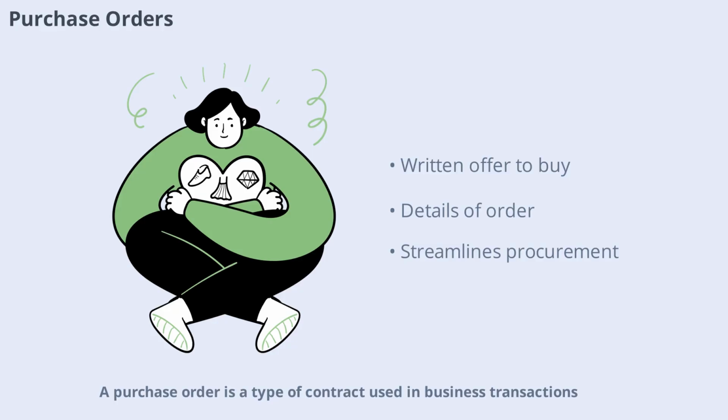A purchase order is a type of contract used in business transactions. It's a buyer's written offer to purchase goods or services, specifying the details of the order. When accepted by the seller, it becomes a binding contract. Purchase orders help streamline procurement and ensure clarity in business dealings.